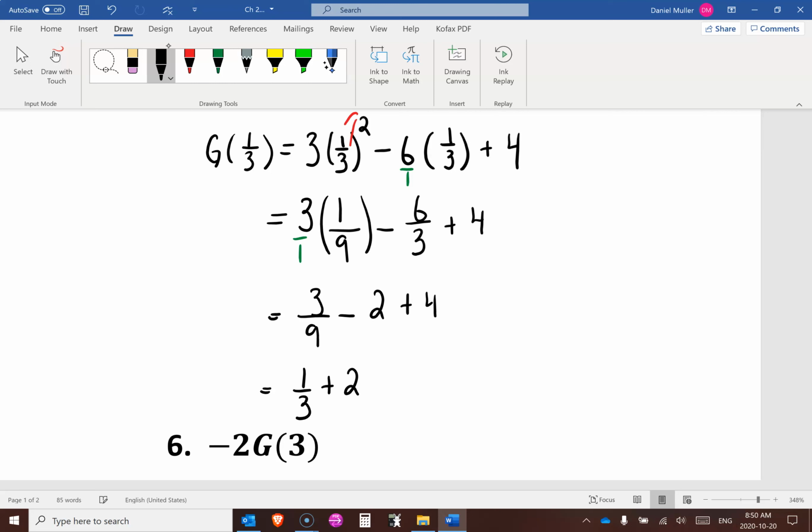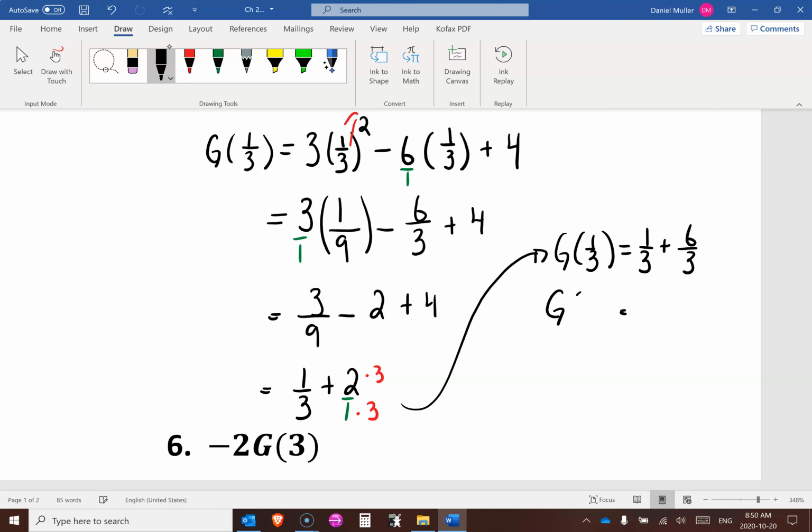Now, whenever you add fractions, you're going to need a common denominator. So this is over 1. I'll times this by 3, and I'll times this by 3. And I guess I'll bring this over here. So g of a third equals, I had to write the g of a third because I'm moving everything over to the right a little bit. So you have a 1 over 3 plus a 6 over 3, which would be g of a third is 7 over 3.